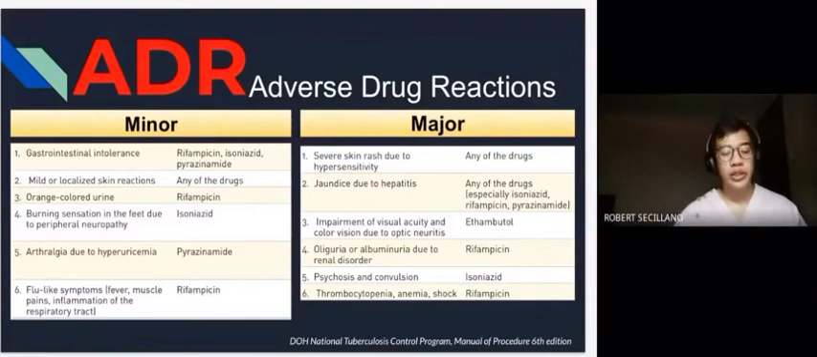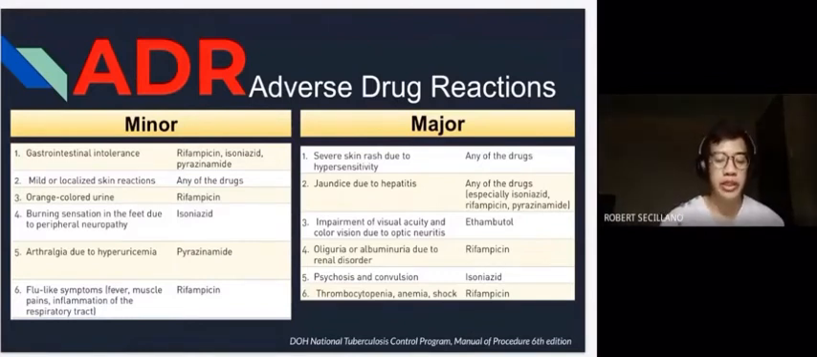A different approach is needed for major adverse drug reactions. If any of these major drug reactions develop, we need to stop all of the anti-TB agents immediately. So what are the major drug reactions? First, if the patient develops severe skin rash due to hypersensitivity to any drugs, or jaundice due to hepatitis, especially from isoniazid, rifampicin, and pyrazinamide.